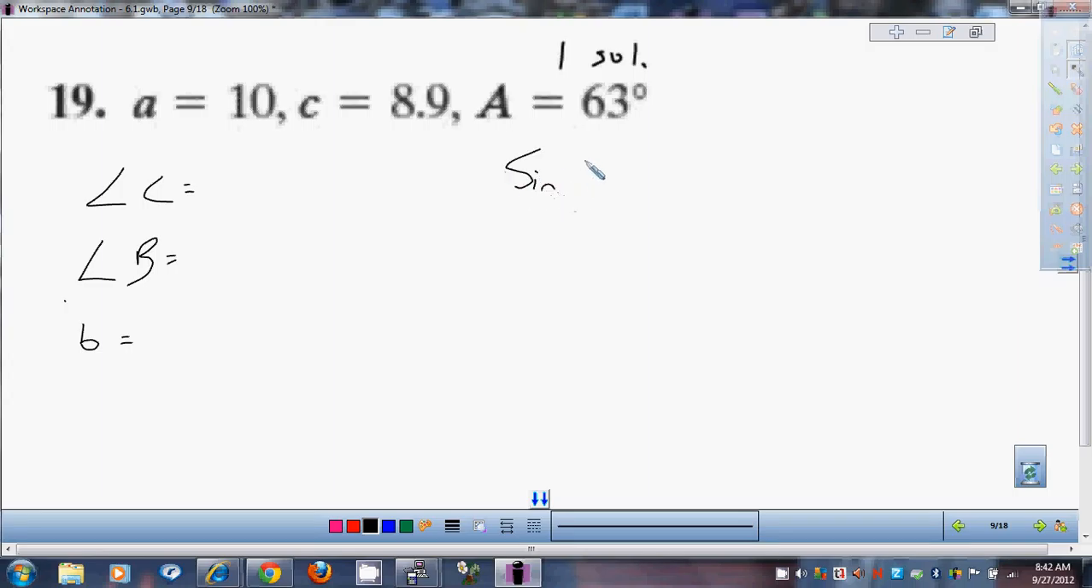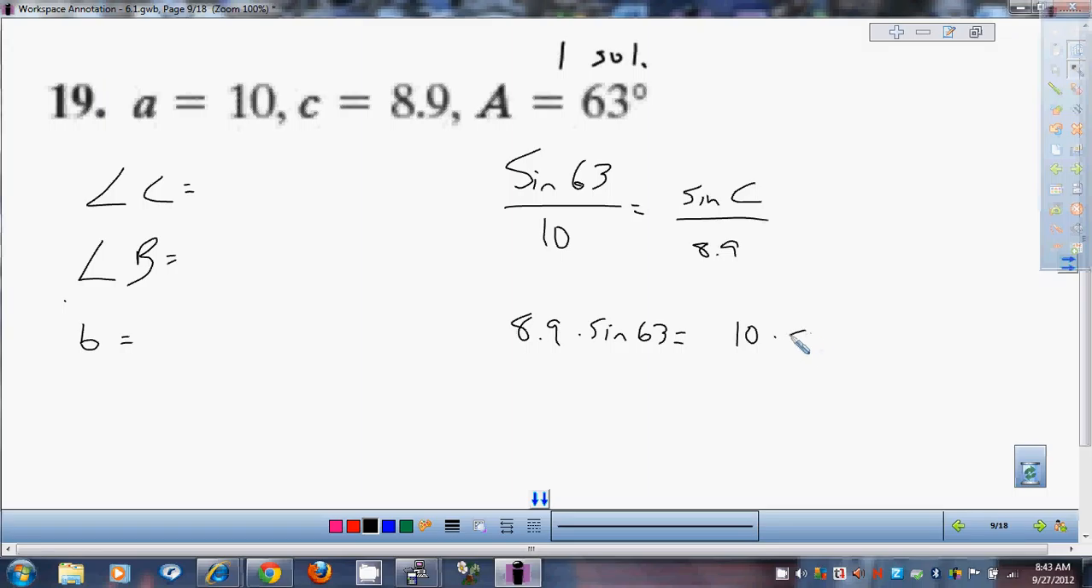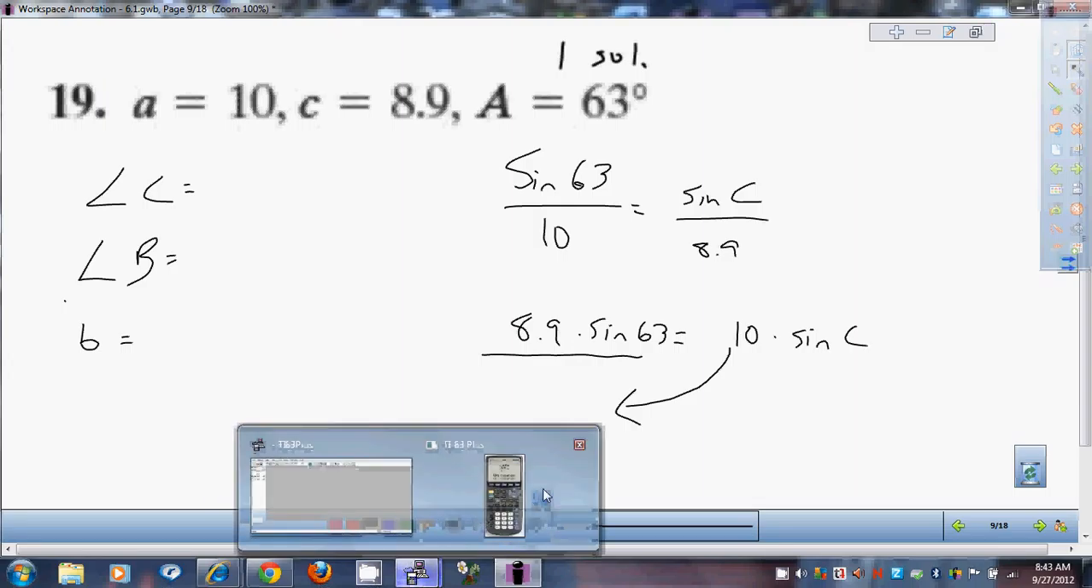Sine 63 over 10 equals sine of C over 8.9. We're just looking for an angle instead of a side, but all the math is going to work the exact same. You still cross multiply. You'll still divide by something. 8.9 times sine 63 equals 10 times sine C. You're going to divide by that 10. But then you haven't solved for C yet. You've solved for sine of C. How do we solve for C if it's linked to a sine? You do sine inverse. So that's exactly what we're going to do.